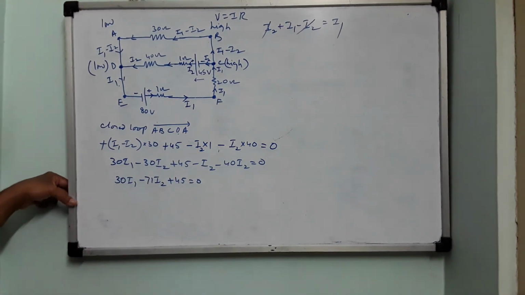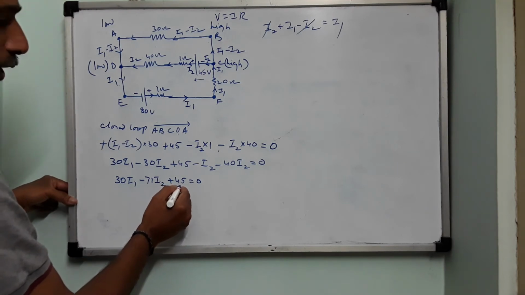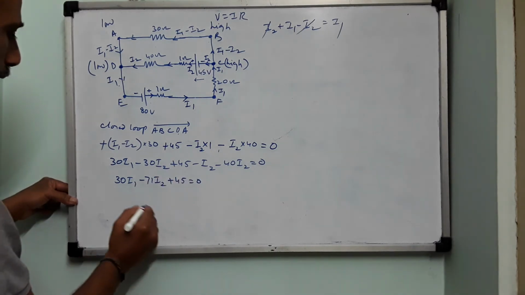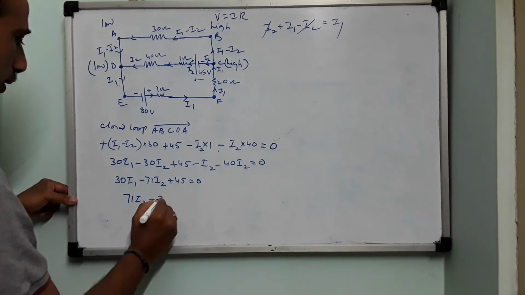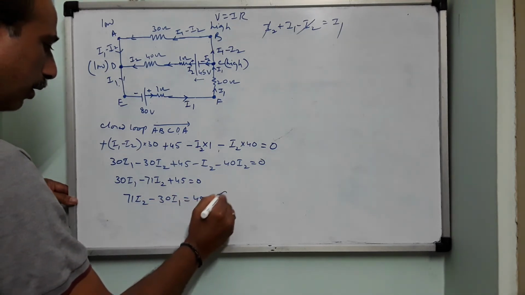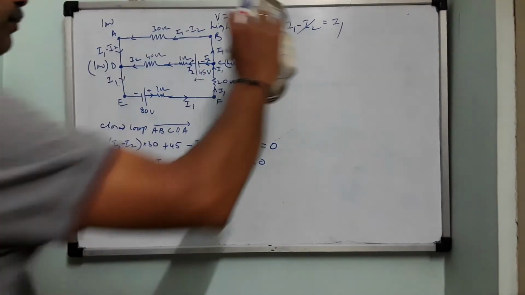Okay, right. Now you can take this 45 EMF that side, or you take this entire thing that side, then you will get 71 I2 minus 30 I1 equals 45. Equation 1. Clear? Okay, right.